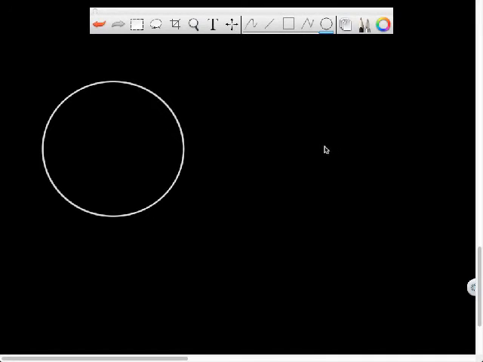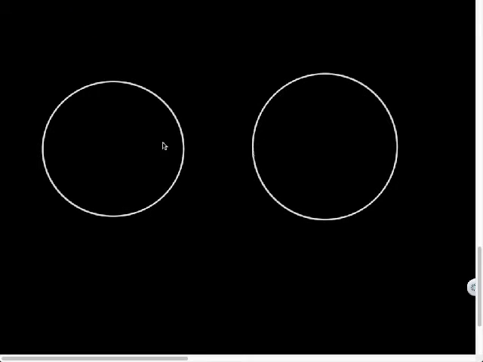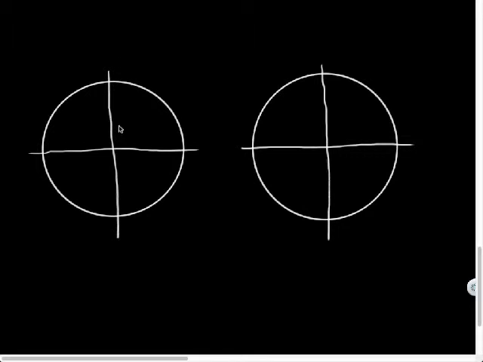So there's one, and there's two. Not bad, not bad. So here's two circles. And let's think about this. I'm going to try to divvy these up. Terrible. All right, so let's think about degrees first of all.